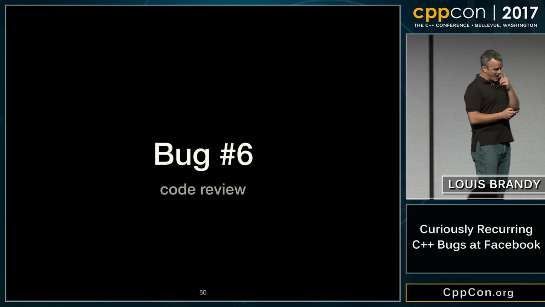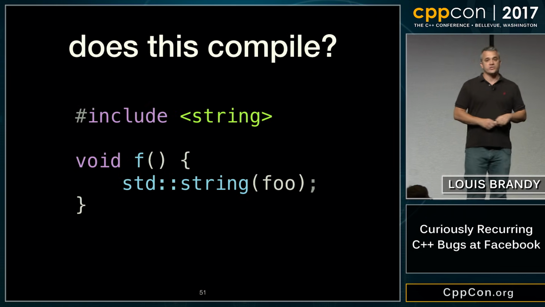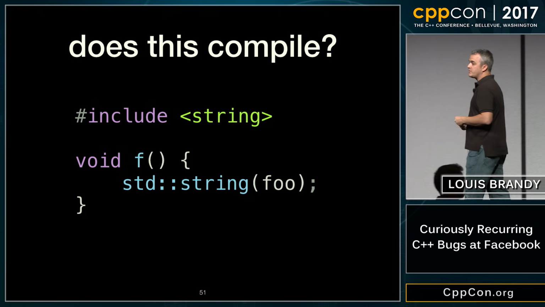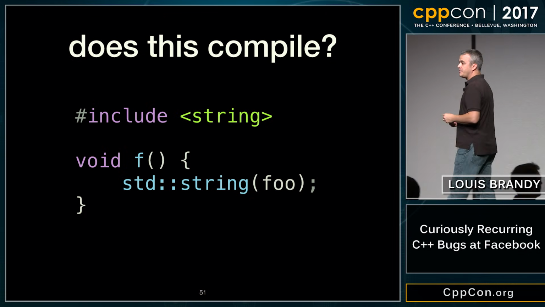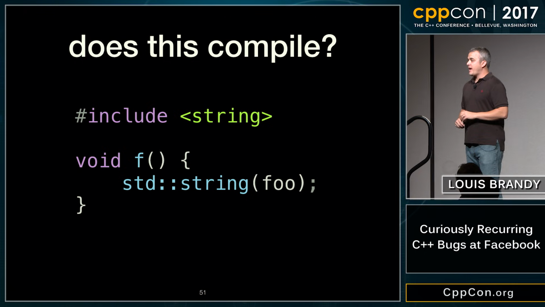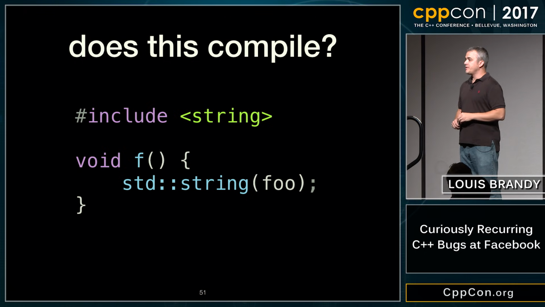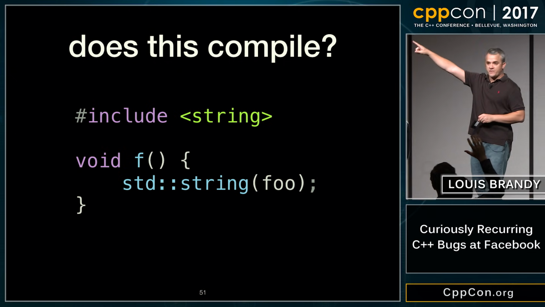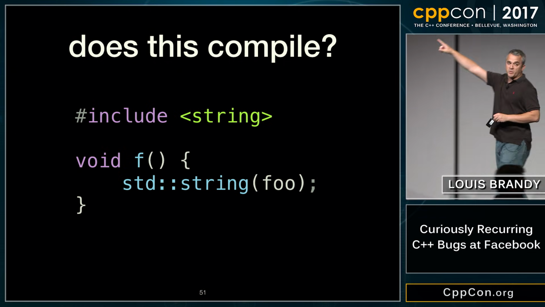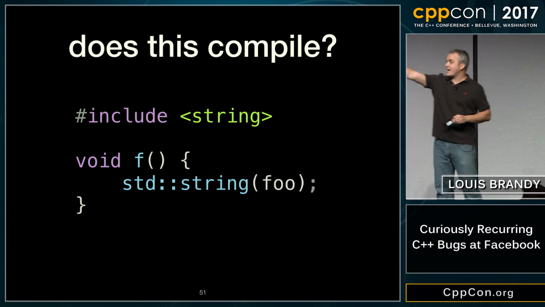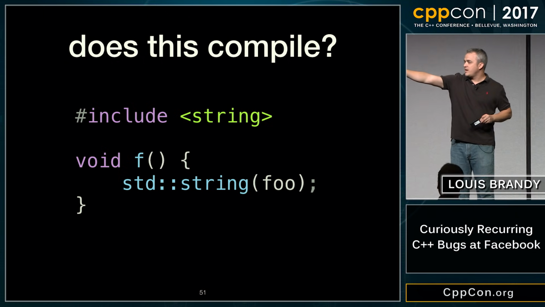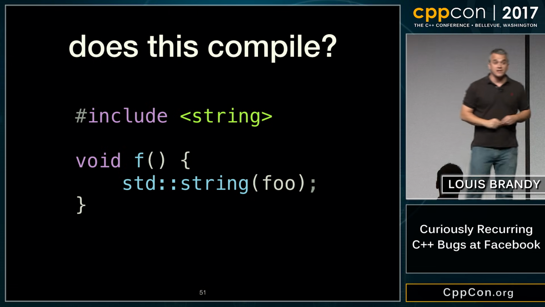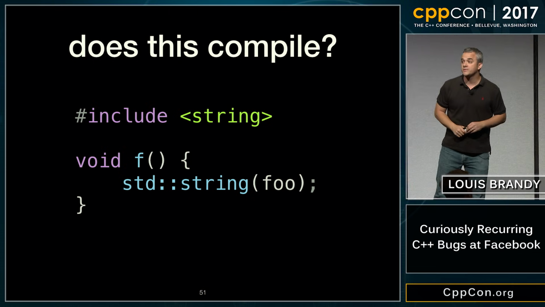Here's the code. Include string, void f, std::string foo, semicolon. Raise your hand if you think this code compiles. So for the purpose of the audience, maybe 10%. But I pointed that out because that's Richard Smith right there. You're the editor of the C++ standard, right? Yes. The editor of the C++ standard says this code compiles.